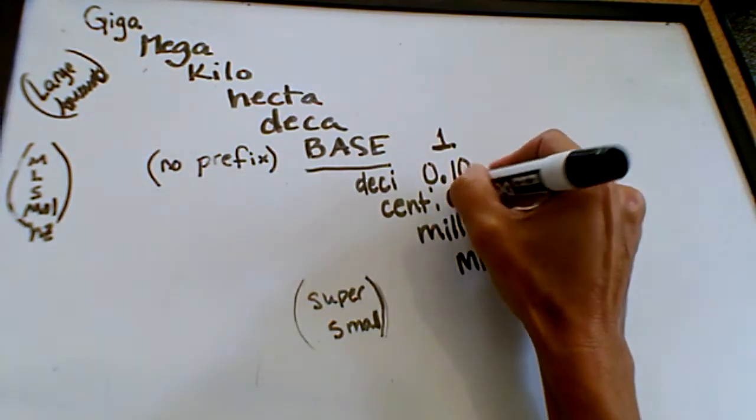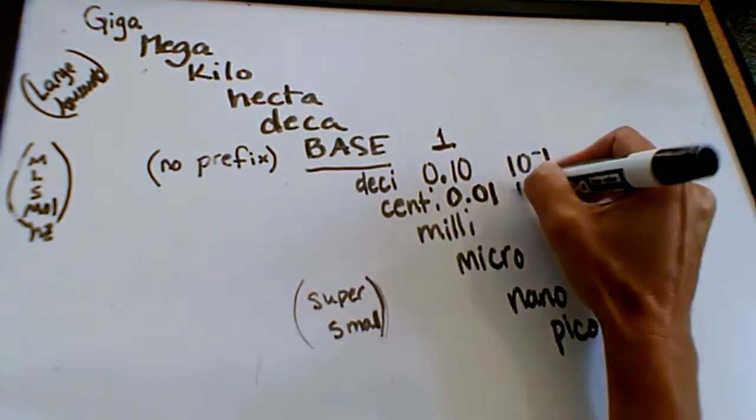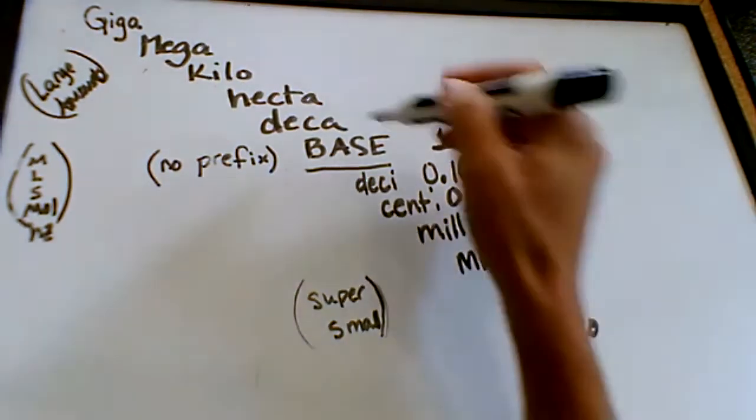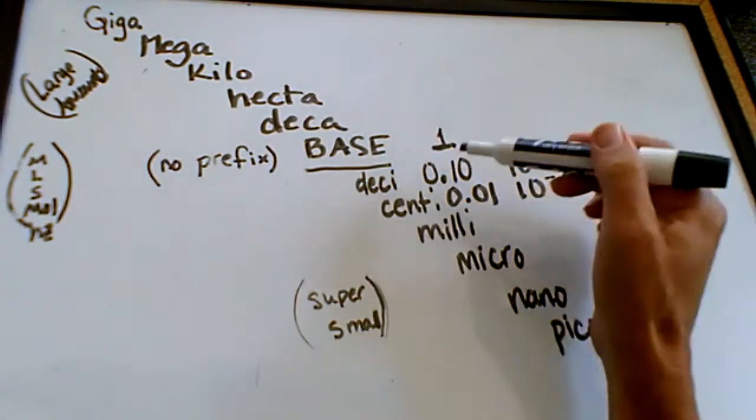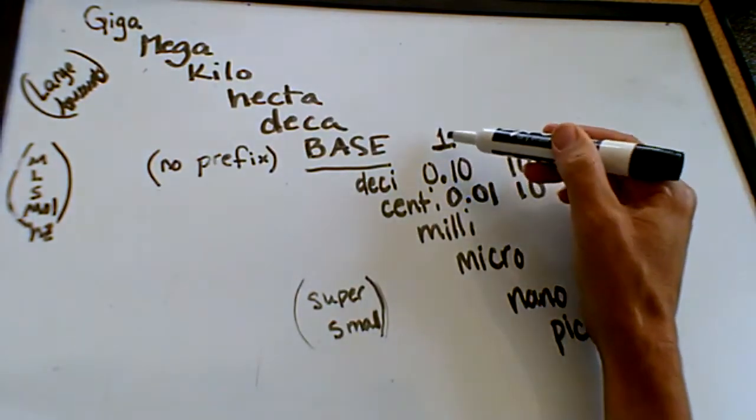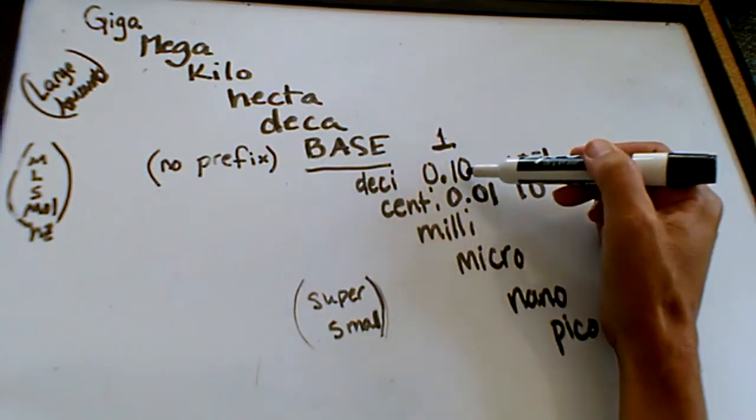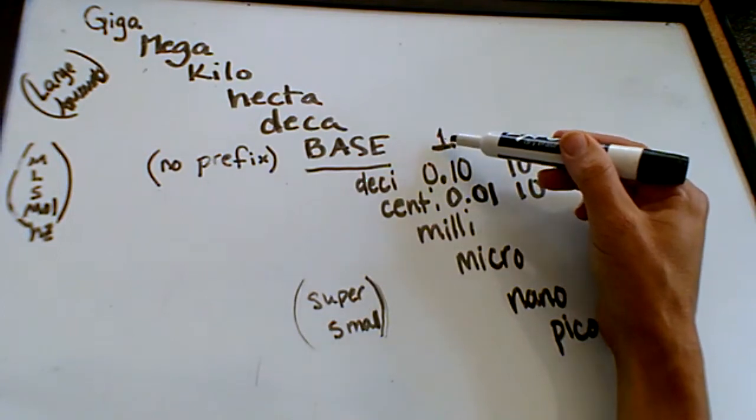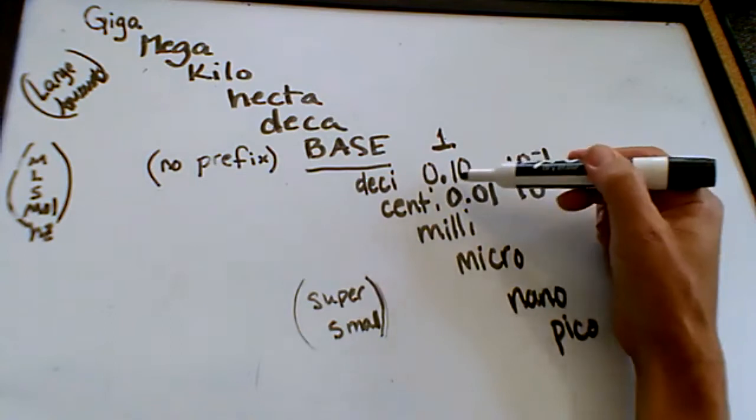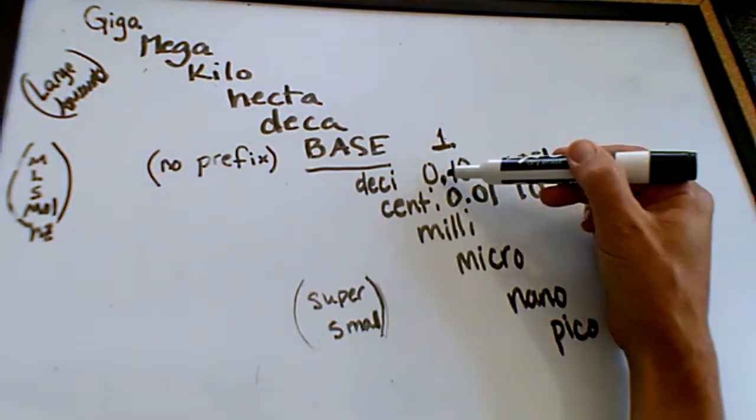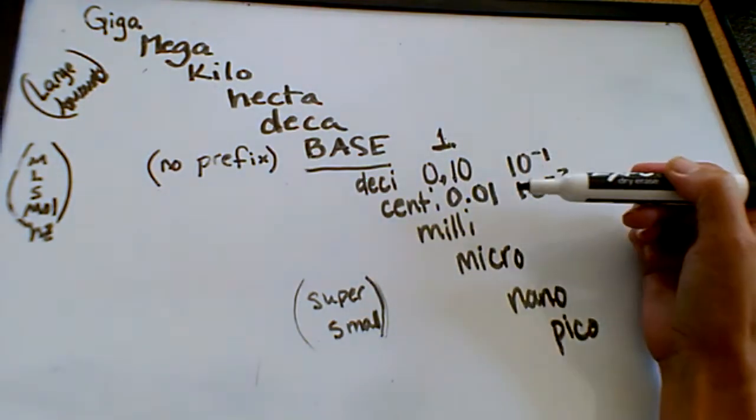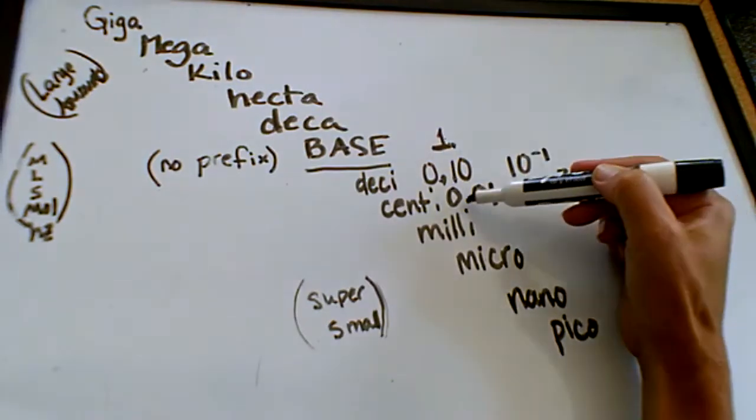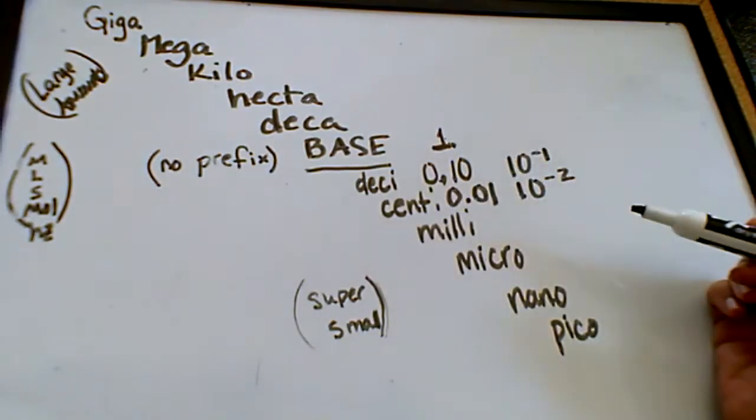My centi is a 100th of that. That's 10 to the negative 2. And my milli, I'm going to say it differently this time, right? Decis are smaller than my base unit. So a decimeter is smaller than a meter. If I have a meter, then I have 10 decimeters because a decimeter is a tenth of a meter. I need 10 of these to get one of these. A centimeter is a 100th of a meter. So I need 100 of these to get one of these.